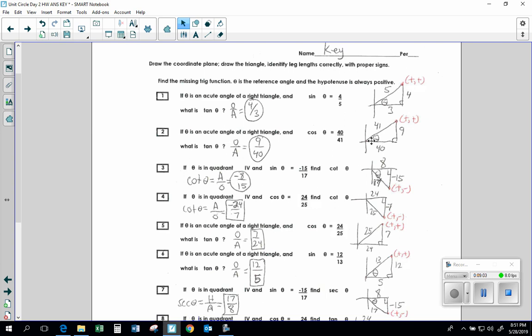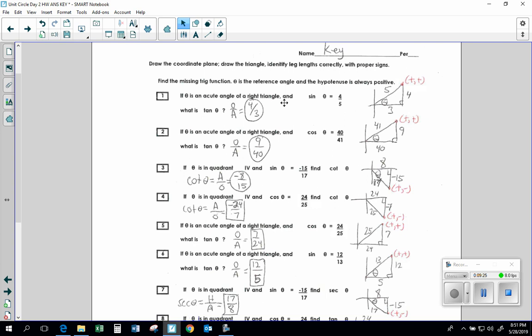Now, the difference between this side and the other side in the prior worksheet is that the hypotenuse no longer is 1. So we're no longer working with the unit circle. We're working with triangles in quadrants. So we need to always use the full SOHCAHTOA: opposite over hypotenuse, adjacent over hypotenuse, and opposite over adjacent, and their reciprocals.